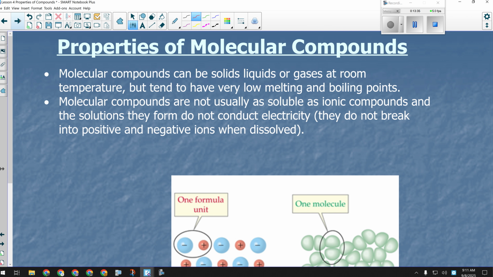They're not usually as soluble. Okay, like sugar, sure, it'll dissolve in water, but you can't dissolve nearly as much sugar as you can salt. Okay, salt tends to be quite a bit more soluble. Okay, and of course, any solutions you make will not conduct electricity because they are not separating into charged particles. All right, so I would say everything on that slide, that's going to be important when you're doing your analysis for the lab, okay, that we do on Wednesday.